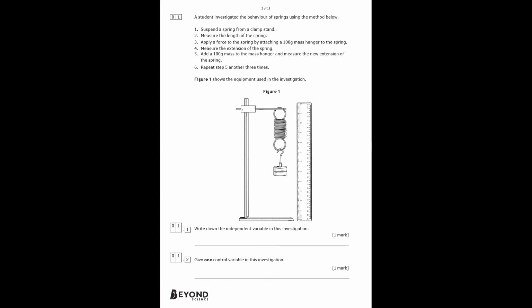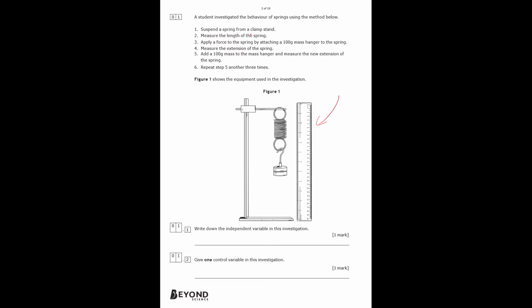So, paper 2, and this paper 2 is beginning with a question on forces and the extension of a spring. This is a short section of P10, in fact, as one lesson, and a required practical as well. So, in this experiment, what is happening? A student investigated the behaviour of springs using the method below and presumably this equipment in figure 1.